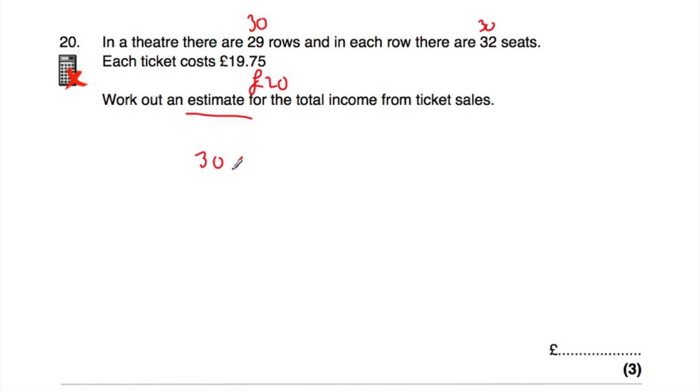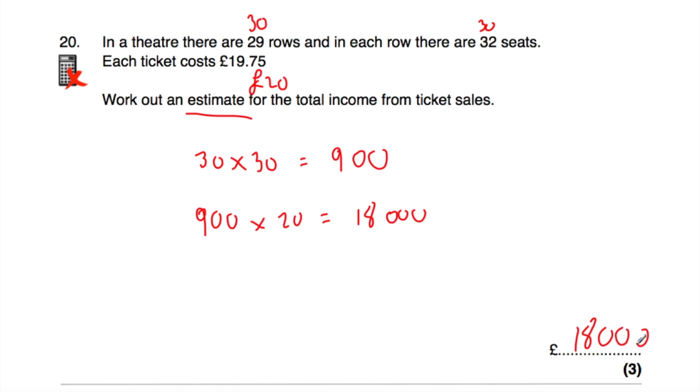So 30 times 30, that gives us an estimate of how many seats there are. 3 times 3 is equal to 9, and then add on 2 zeros. And then that means there's 900 seats. If we do 900 multiplied by 20, that'll tell us our estimate for the total income from ticket sales. 9 times 2 is equal to 18, and then 1, 2, 3 zeros. That's £18,000. That's our estimate, £18,000. And let's just check that.